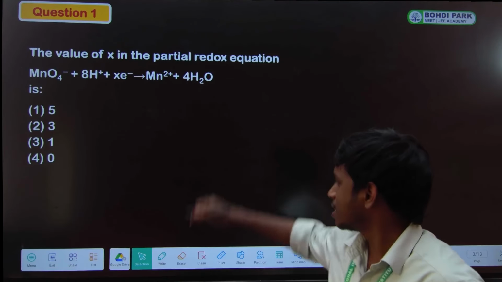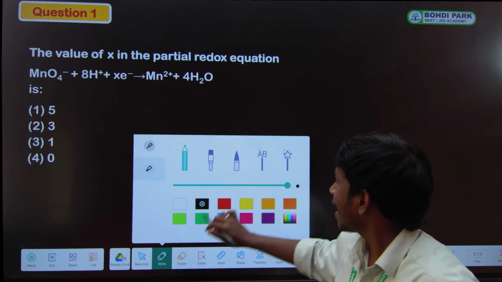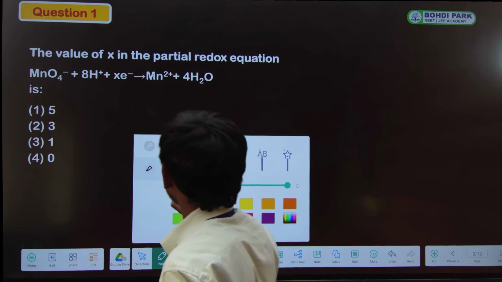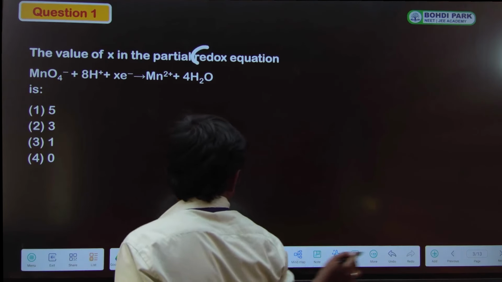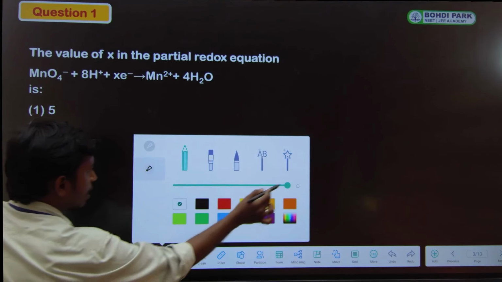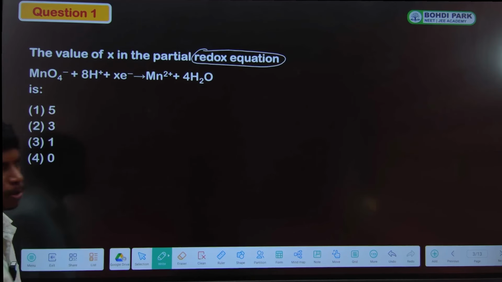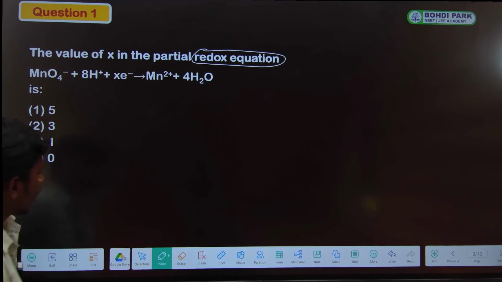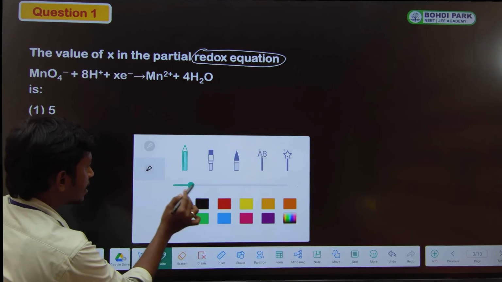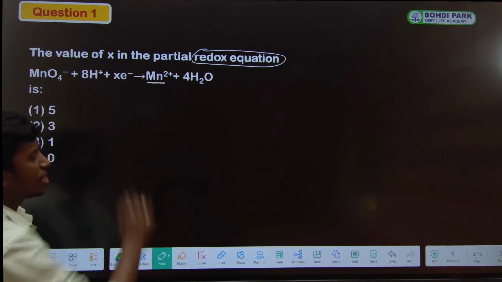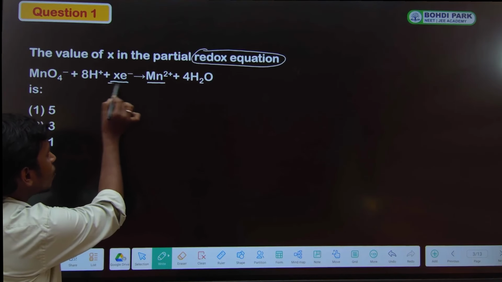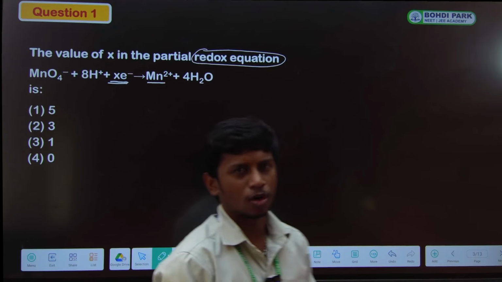Okay. The first question is the value of x in a partial redox reaction. Okay. So ஒரு redox reaction நமக்கு கொடுத்திருக்காங்க. It is not a complete reaction, partial reaction. ஓகேவா? What is the reaction? The MnO4 minus is converted to Mn2 plus ion. ஓகேவா? இதுல x electrons involved ஆயிருக்கு. How many electrons were involved? That is a question. Okay.